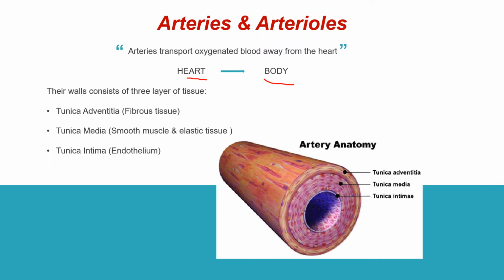The walls of the arteries and the arterioles consist of three layers of tissue. The outer layer is called the tunica adventitia, which is a fibrous tissue. The middle layer is the tunica media, which consists of smooth muscles and elastic tissue, and the inner layer is the tunica intima, which consists of the endothelium.